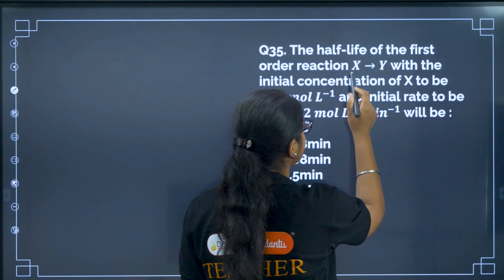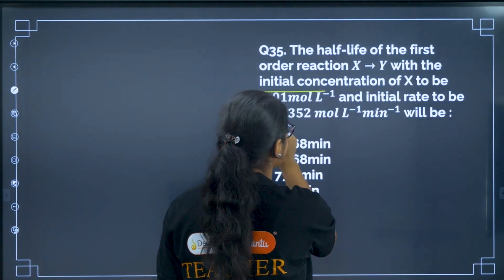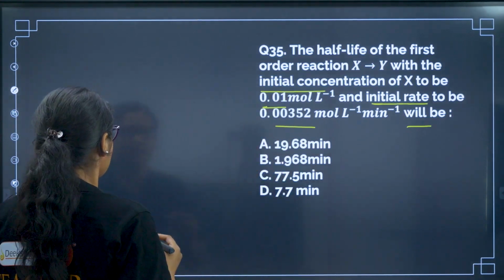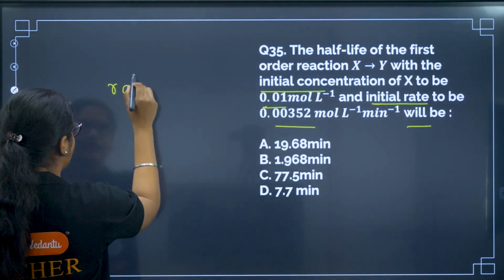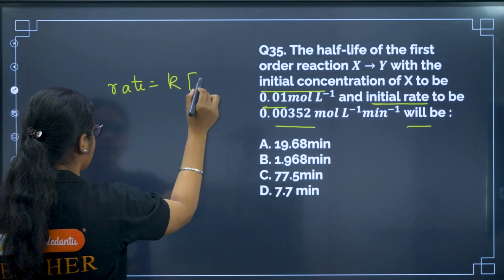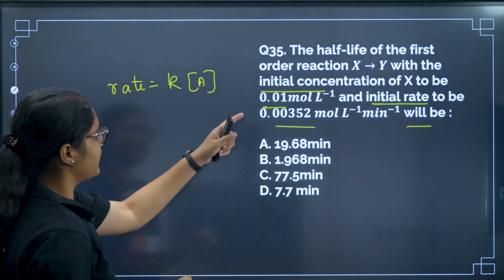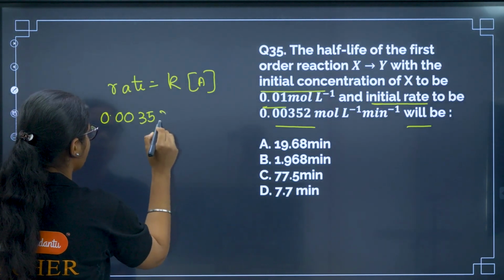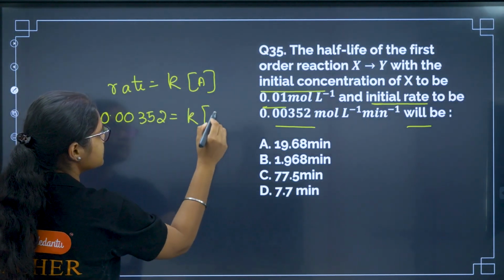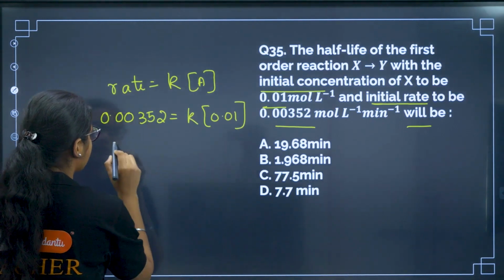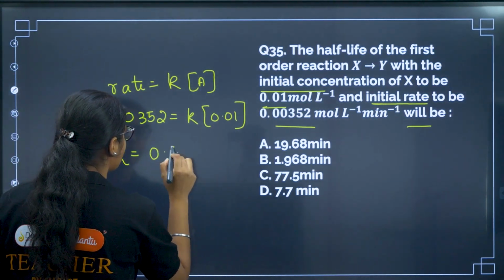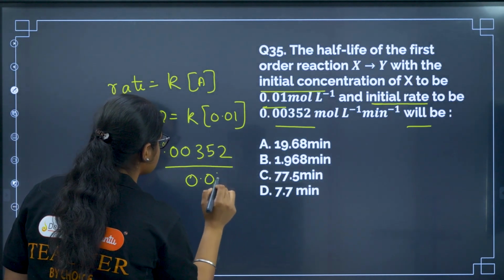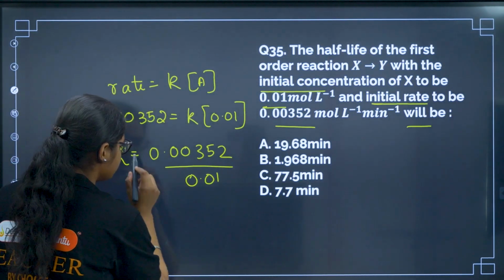Okay, next go to the 35th question. Half-life period of the first order reaction is given with initial concentration this much, initial rate this much. Then we have to find out the half-life. So you can see it is first order. So can I write rate law is equal to K into A, right? So what is the rate value? Rate value is 0.00352, which is equal to K into 0.01, the A value, right? Then can I write K is equal to 0.00352 by 0.01, right? Now this is my K value.